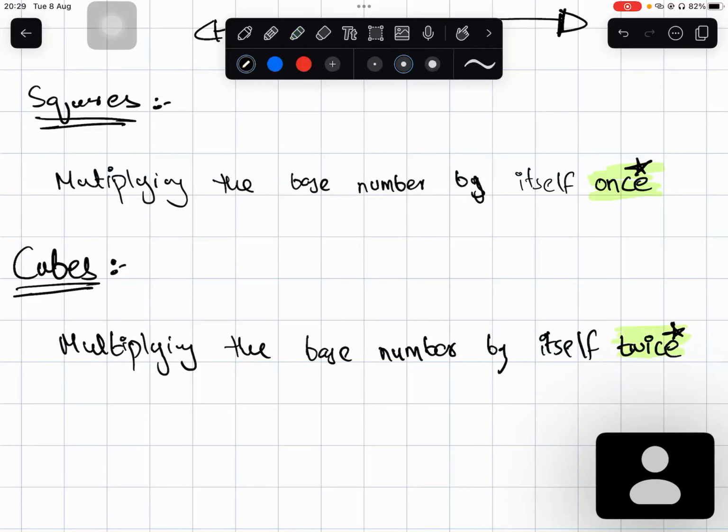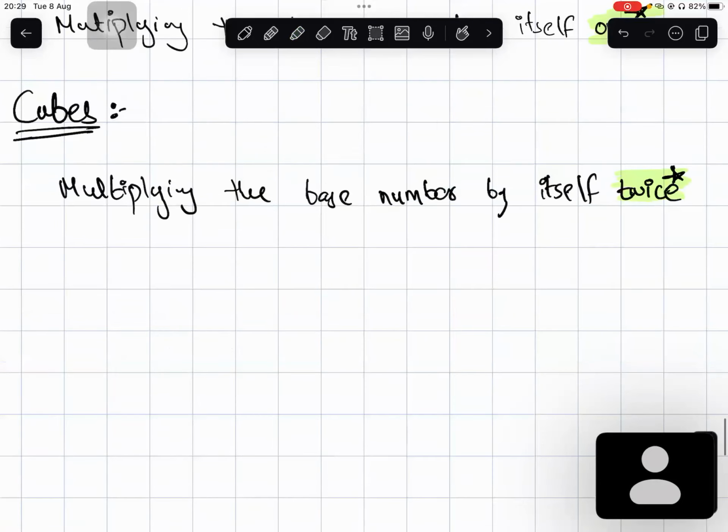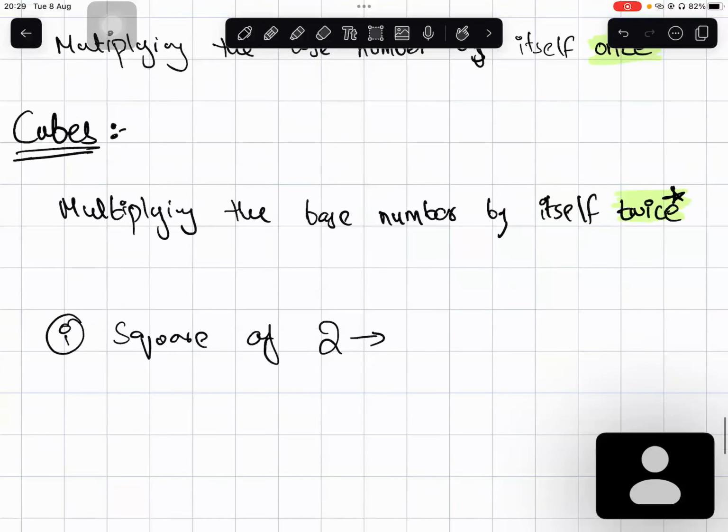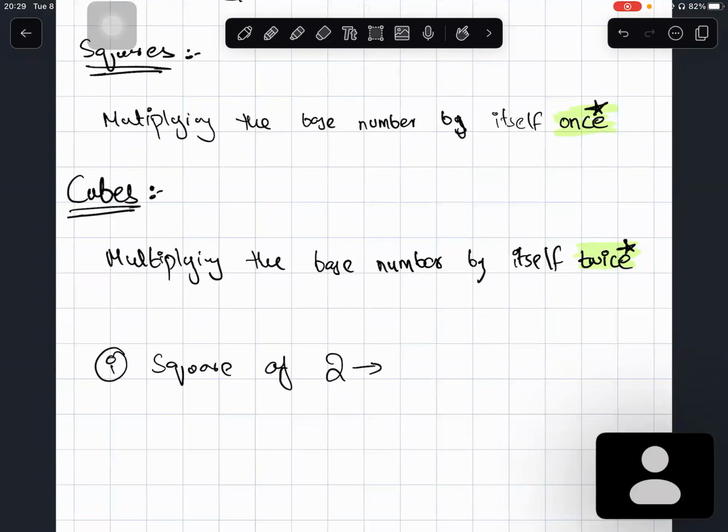Okay, so let's get into some examples. For example, you see this written somewhere. For example, I ask you, tell me the square of 2. Now, according to what we wrote above, the square means multiplying the base number by itself just once. The base number, I've written base, and we'll get to why I've written base here in a while. But you can just ignore this base for now. Multiplying the number by itself once, right? So the square of 2 would be 2 times 2, which is equal to 4, right?